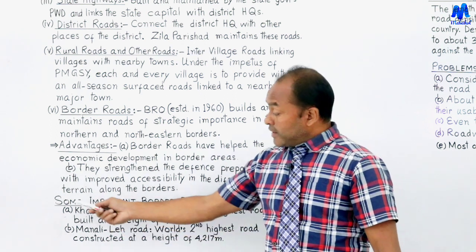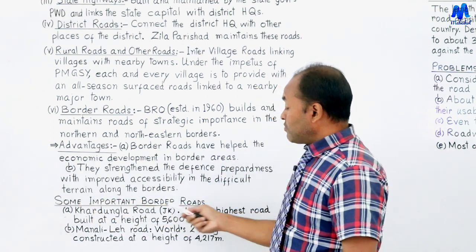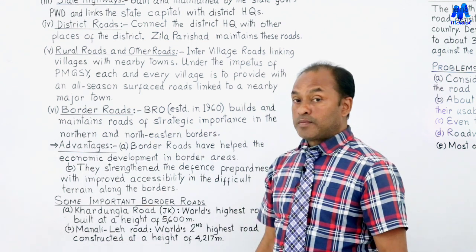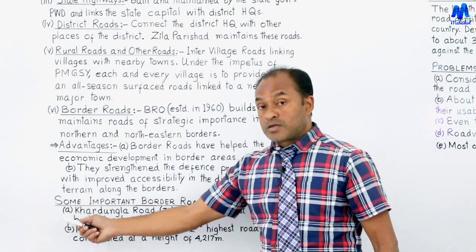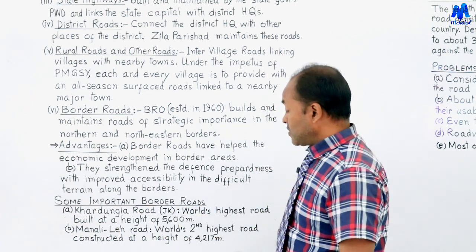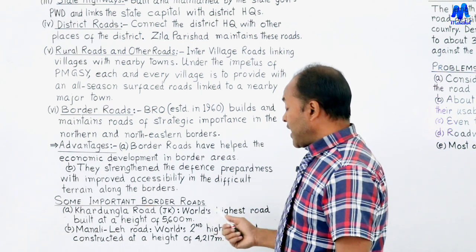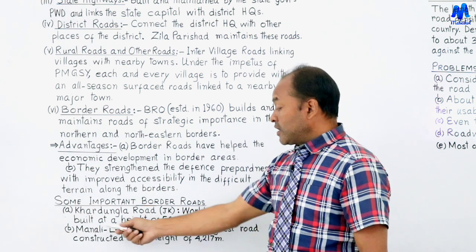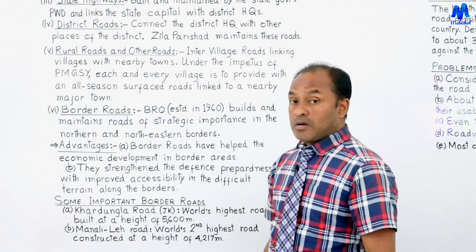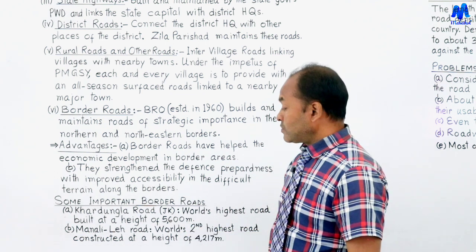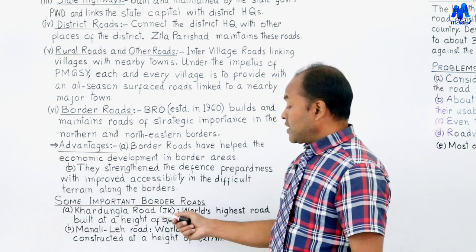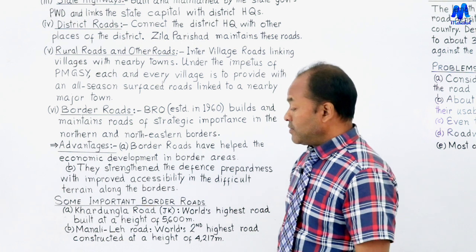Coming up next, it's about some important border roads. I have selected only 2 out of these. The first one is Kardungla Road in Jammu and Kashmir. This is the world's highest road, built at a height of 5,600 meters above the sea level. So this Kardungla Road is located in Jammu and Kashmir.